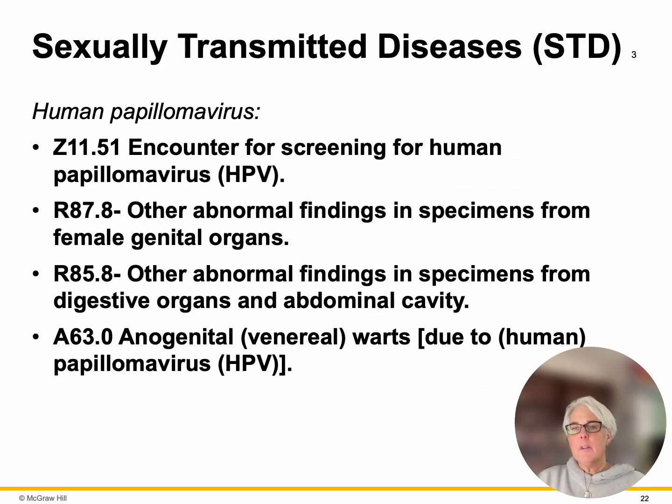When the purpose of the visit is screening, I use Z11.51 for HPV screening. If the cytology results are abnormal, I may be using the R87.8 or R85.8 to report those abnormal findings. When HPV causes anogenital warts, I want to code the A63.0. So when I read the notes, I ask, is this screening? Is this an abnormal test result? Or is this a confirmed HPV-related diagnosis?